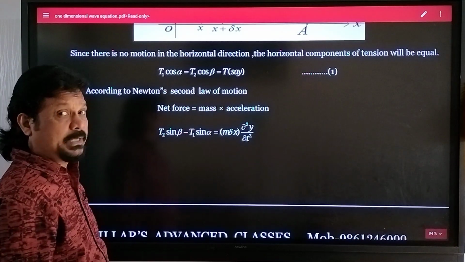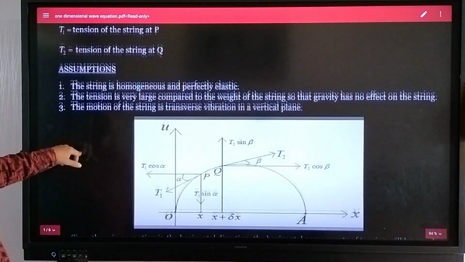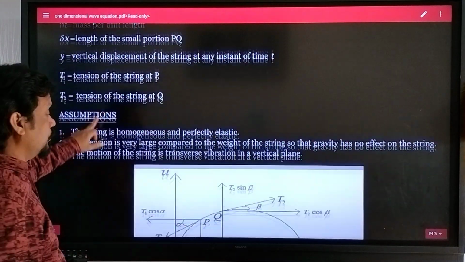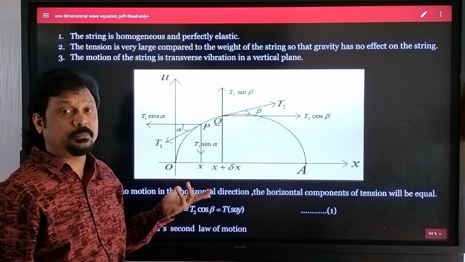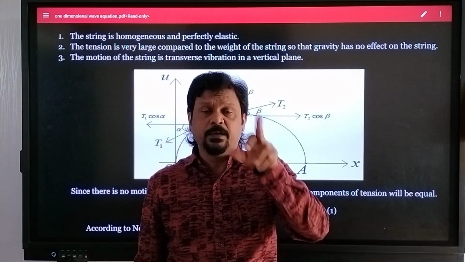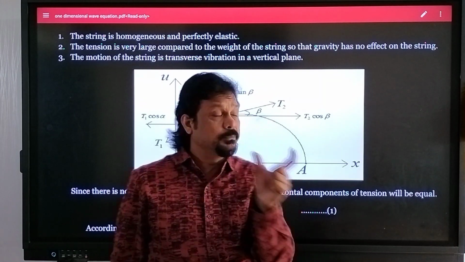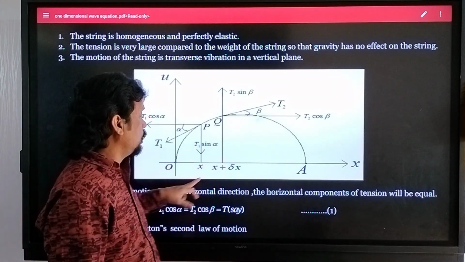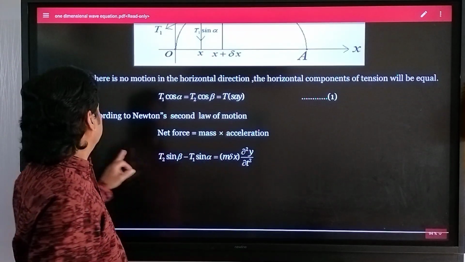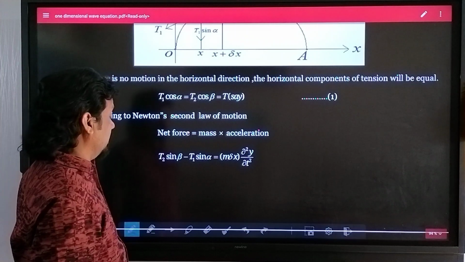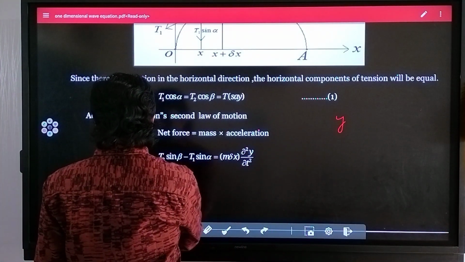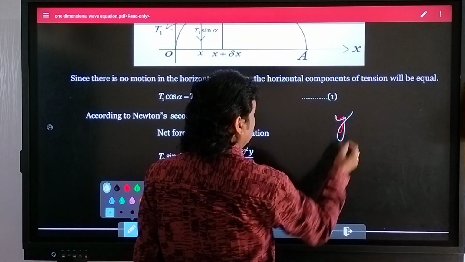And mass. What is the mass? Mass m is the mass per unit length. For the portion PQ, what will be the mass? m is the mass per unit length. For unit length, m is the mass. And for length delta x, because PQ is delta x, the total mass will be equal to m into delta x. And acceleration is the second derivative of displacement. As you know, y is the displacement. See here, y is the displacement.